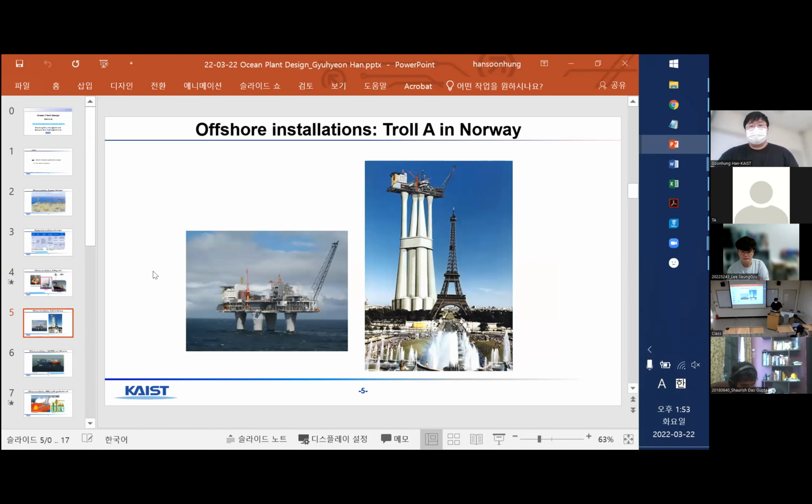This structure is very high and tall. With the right image, you can see that it is even higher than the Eiffel Tower. The height is about 472 meters, and in normal shape, the actual height is like this, and the height under the water is about 303 meters. It can be called one of the most complex and biggest structures of the world.